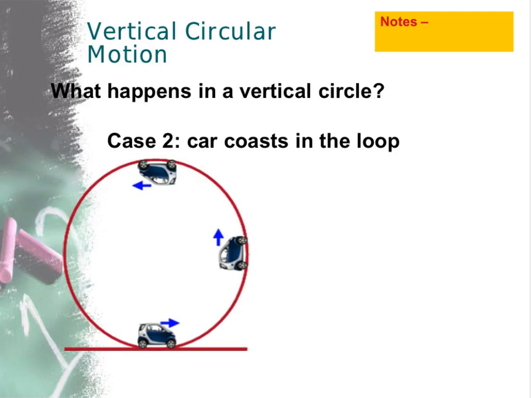Alright. So let's think of another case now. Let's think of what would happen if the car just coasts in the loop. So at the bottom, you could probably predict that it's going to have a larger velocity at the bottom than it will at the top. So I've adjusted the vectors in my picture a little bit here so that the bottom velocity vector is larger than the top one.